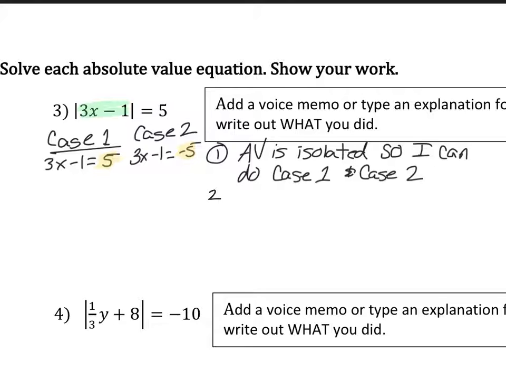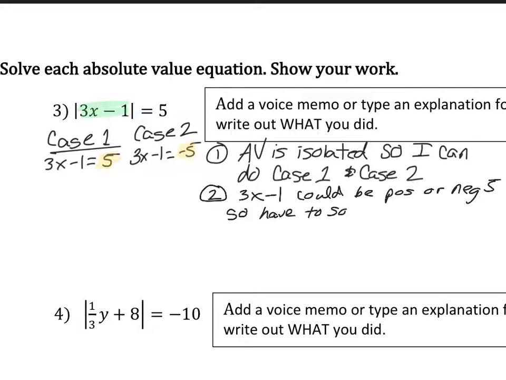So for step 2, you could just say something like 3x minus 1 could be positive or -5. So have to solve both ways.